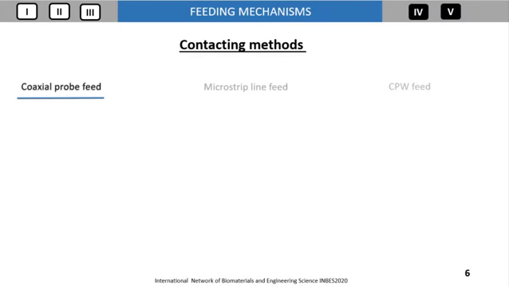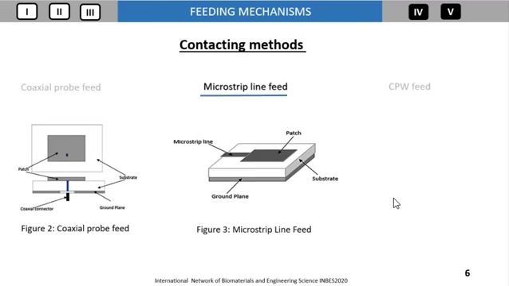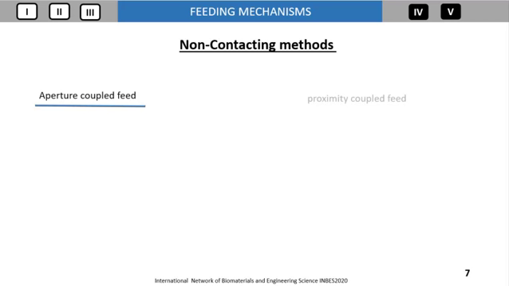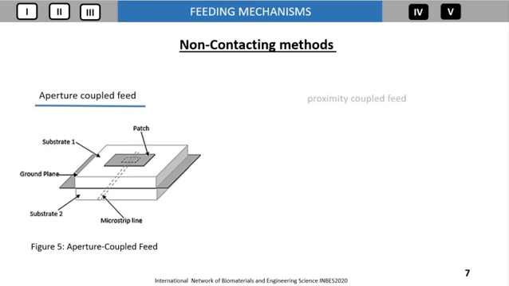There are various feeding techniques for a patch antenna that can be classified into two categories, which are contacting and non-contacting techniques. In the contacting methods, the antenna can be directly fed with radio frequency power using a contacting element such as a coaxial connector in the coaxial probe feed, or a microstrip line in the microstrip line feed or CPW feed. On the other hand, in the non-contacting techniques, electromagnetic field coupling is used to transfer the power between the microstrip line and the radiating patch. The most used non-contacting techniques are the aperture coupled feed and proximity coupled feed.